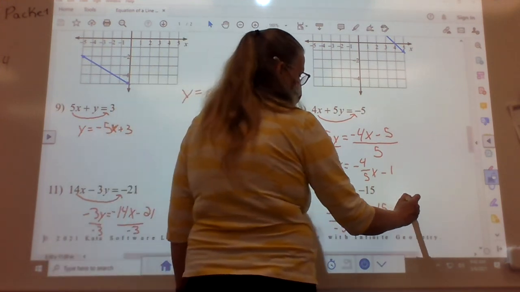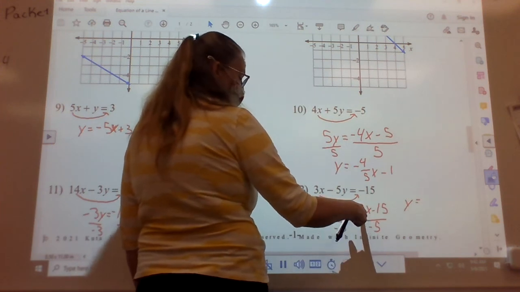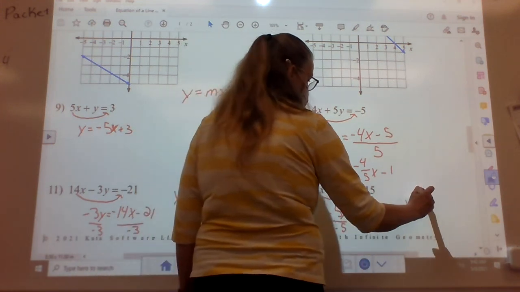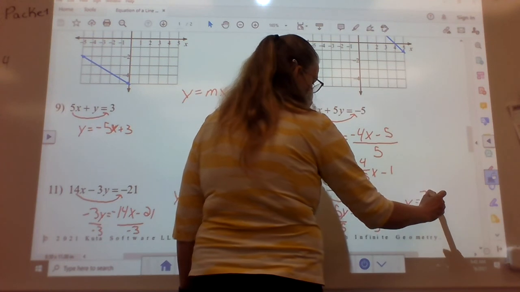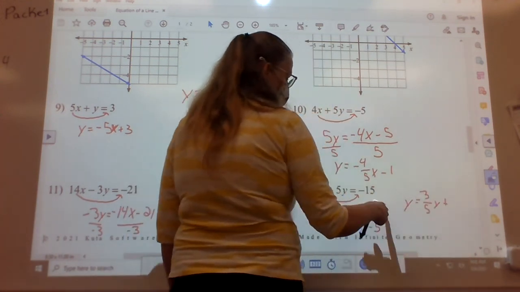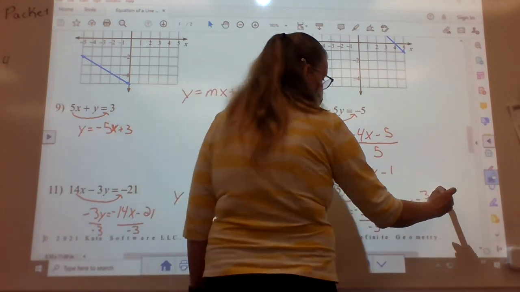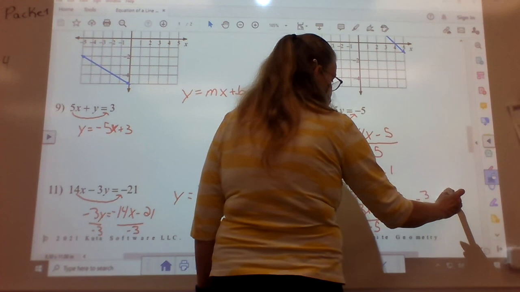Cancels, you get y. Negative over negative cancels, 3 over 5 I'm stuck with, x. Negative over negative cancels, I get plus. 15 over 5, like I said, it divides evenly. So I'm going to go ahead and divide, I get 3. But if it doesn't divide evenly, just leave it as a fraction.